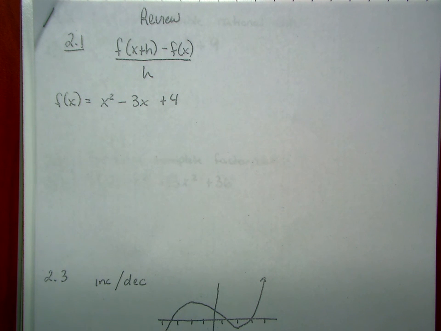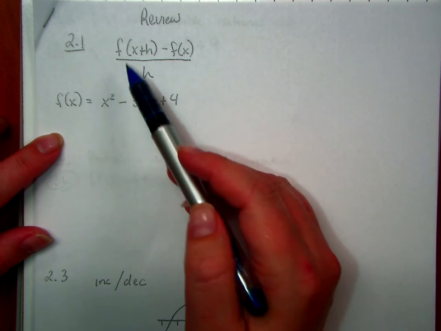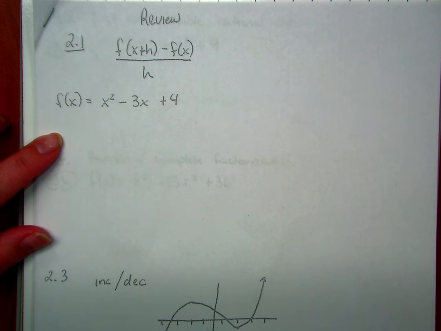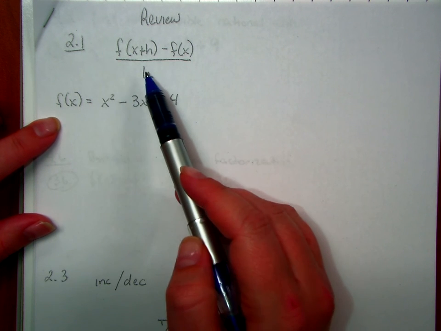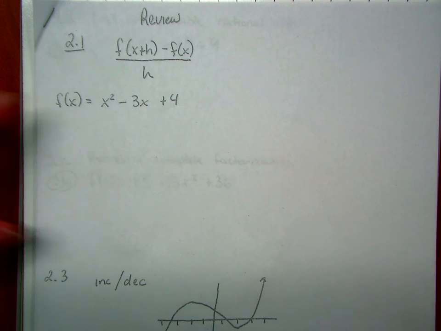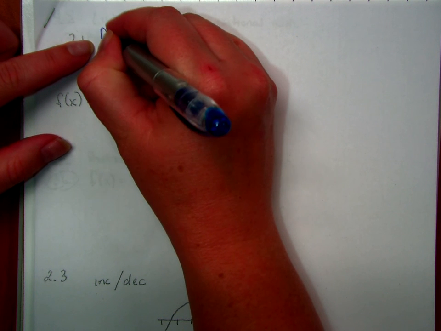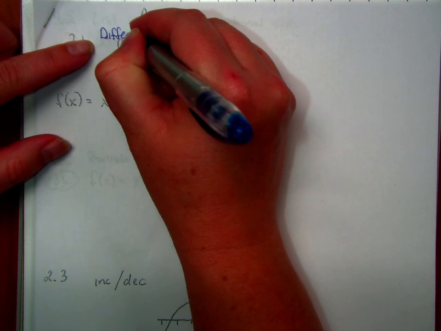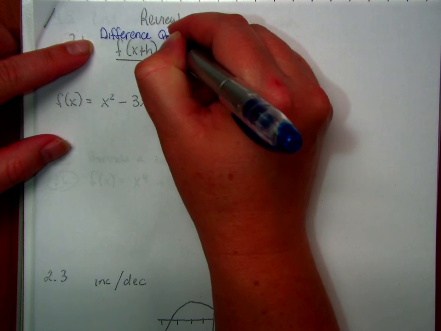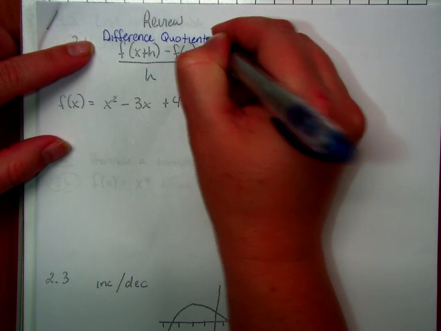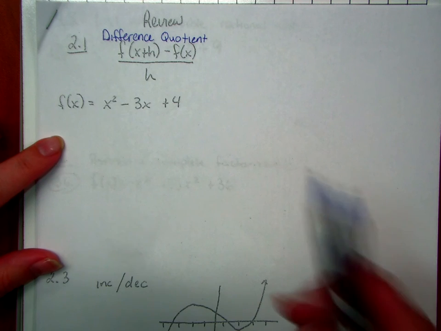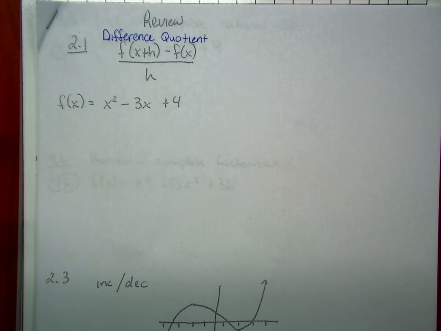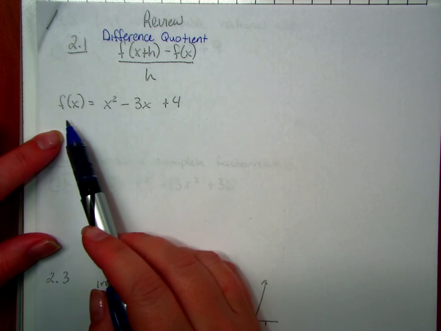So the first one here is simplifying a difference quotient. And so you don't have to memorize the difference quotient, right? It's written in the problem. But we will need to simplify this difference quotient for different functions, right? So if you wanted to look up on the internet how to complete this type of problem, the keywords are difference quotient, right? So we want to simplify f of x plus h minus f of x all over h. So here's our function.